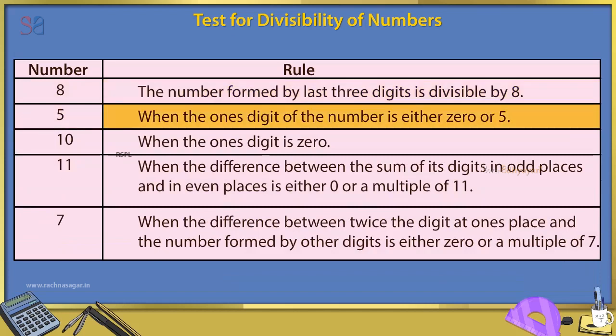5. When the ones digit of the number is either 0 or 5. 10. When the ones digit is 0. 11. When the difference between the sum of its digits in odd places and in even places is either 0 or a multiple of 11. 7. When the difference between twice the digit at one's place and the number formed by the other digits is either 0 or a multiple of 7.